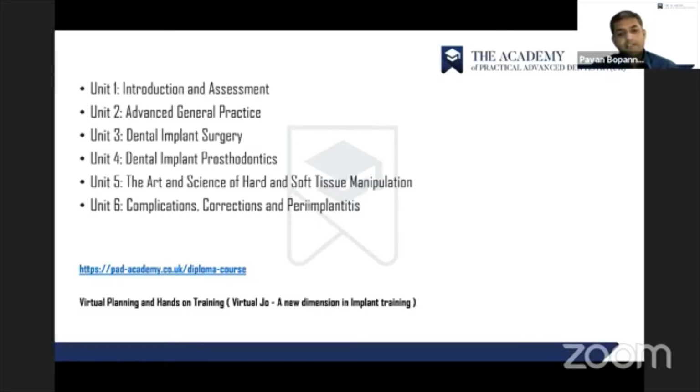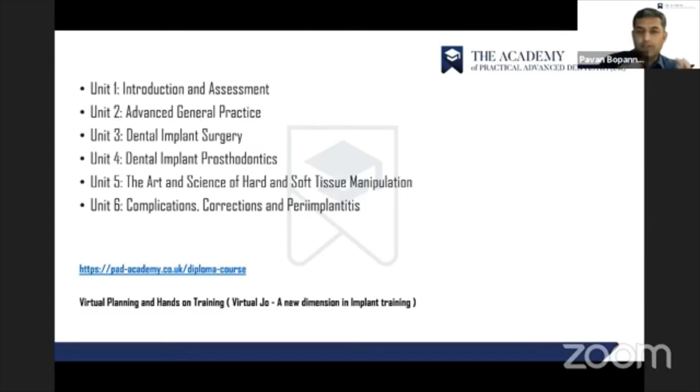The Virtual Joe, which I've put down there, will be our training platform. So it's like a model, 3D printed with a CAD file. You will have a DCM file, that's a DICOM file, an STL file as well at the same time. And then you will go through all these 6 units using that as a part of your training.